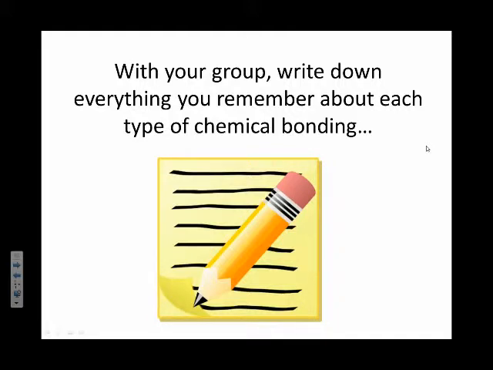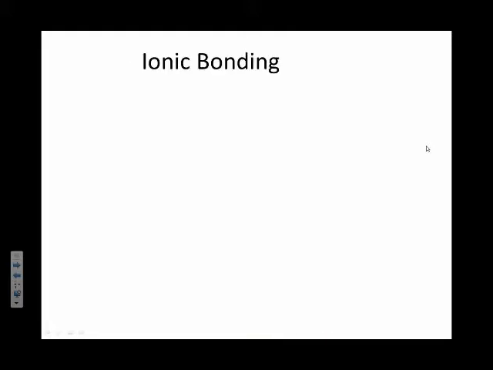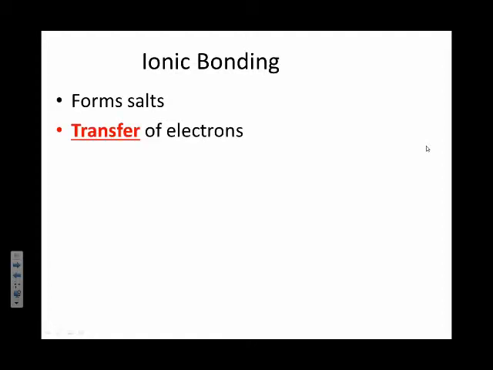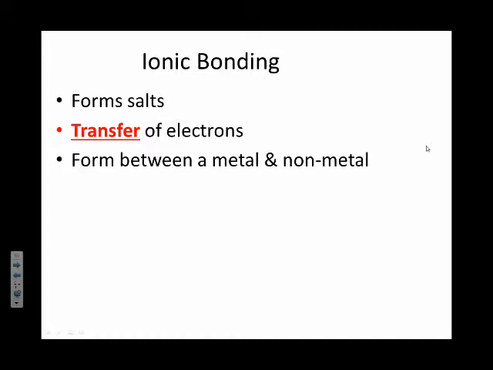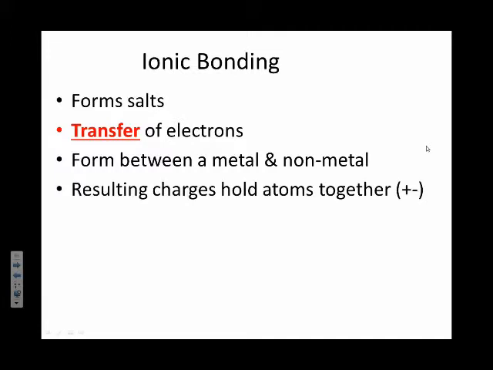So what do you remember about each of them? Well, for ionic bonding, ionic things are often salts, and there is a transfer of electrons, meaning one atom actually gives its electron or multiple electrons to the other atom. These form between a metal and a nonmetal. The metals give up their electrons to the nonmetals, and now the metals have a positive charge and the nonmetals have a negative charge, and of course you guys know that positive and negative charges attract, and that's what holds the atoms together. That's called an ionic bond.